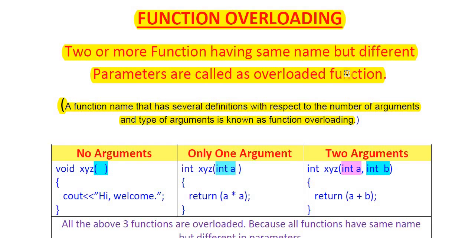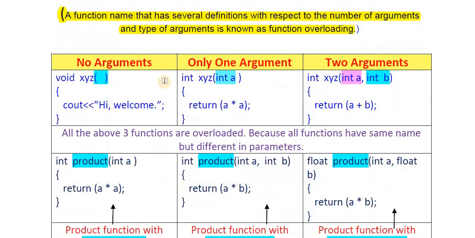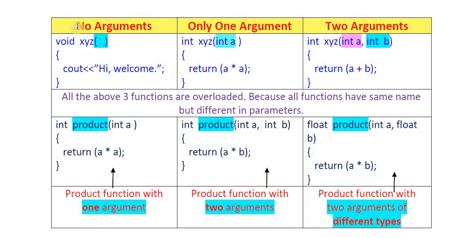For function overloading, there are two important points. We have to take a minimum of two functions. You can take more than two also, but for overloading we have to use a minimum of two functions with the same name but different parameters. Here an example is given of how to overload functions. This is a function xyz, and this function just prints a message on the screen, hi, welcome. The name of the function is xyz.